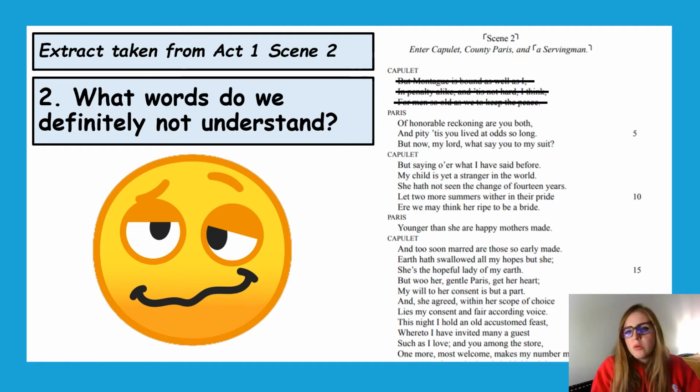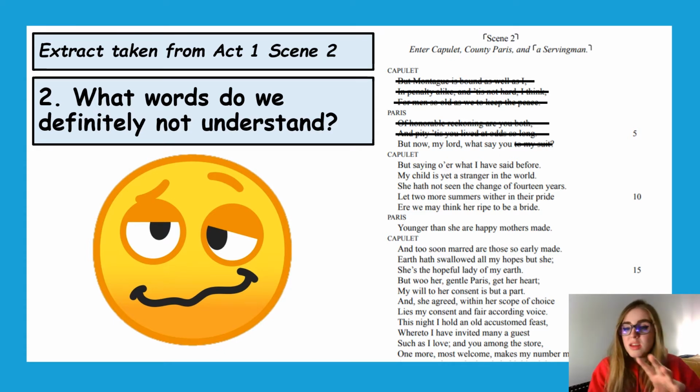Paris then talks about this honourable reckoning, "are you both? 'Tis pity you've lived at odds so long." So he's saying, it's a shame that you've argued for so long. But that's not important. You don't need to know that. Okay, but actually this is where Paris starts honing in on talking about Juliet. "But now, my lord, what say you?" So all of you can understand that, what he's saying, basically, is what are you saying?